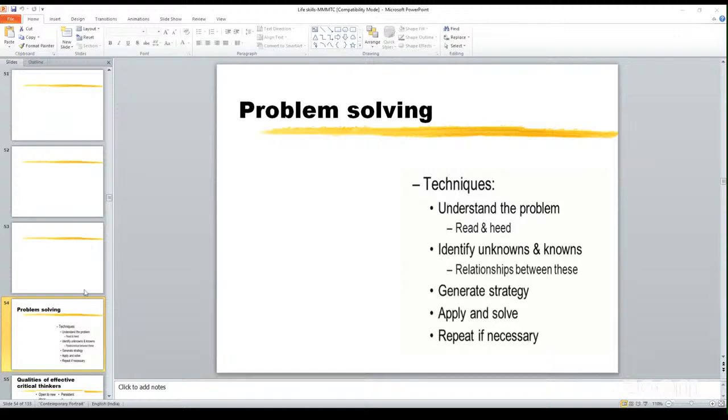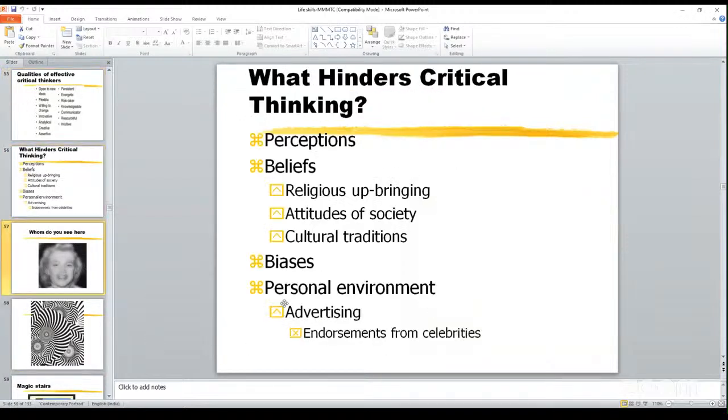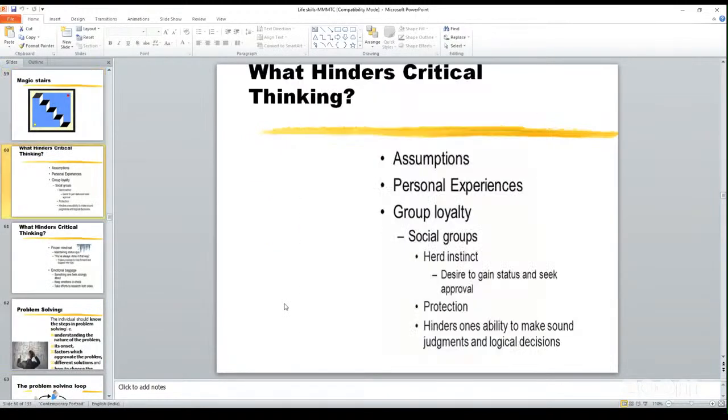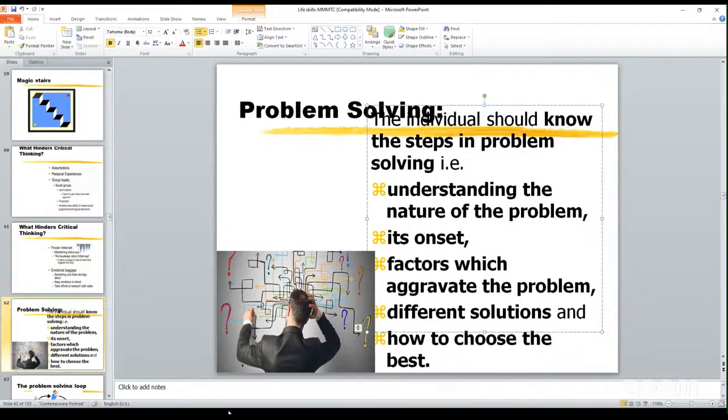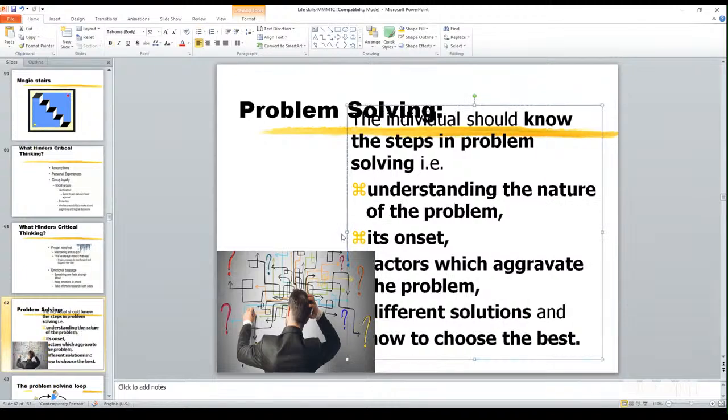Now when you talk about problem solving, as I said, understanding the nature of the problem itself is more important. The second thing is the factors which aggravate the problem, factors which influence, increase or decrease it, and different solutions also matter a lot. As I said, the strategies have to be worked out, and you have to choose the best. That's where we are going to talk more about how to choose the best strategy.